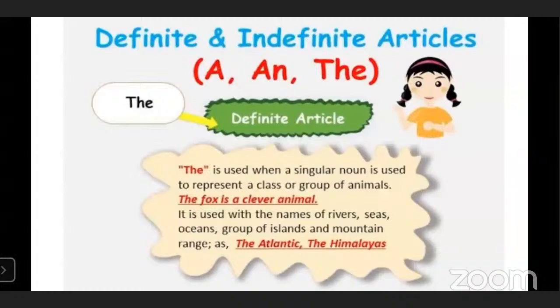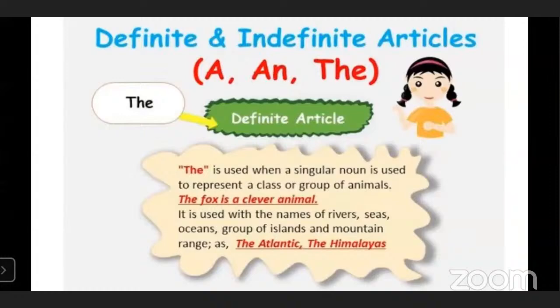Okay, now see here. The fox is a clever animal. Here, fox is a noun. We used article the. Why? Because here it is a specific fox animal who is representing the kind of animals. Which kind of animals? Clever animals. Not any animals. Clever animals. He is representing a group of clever animals. Who is representing? The fox.